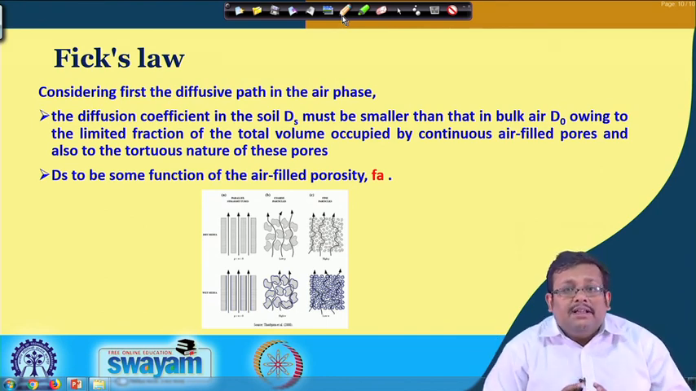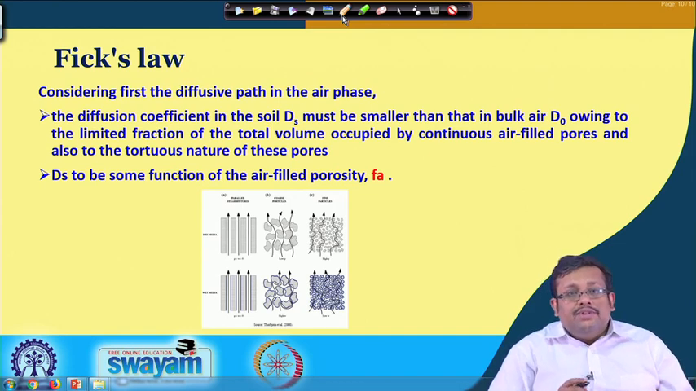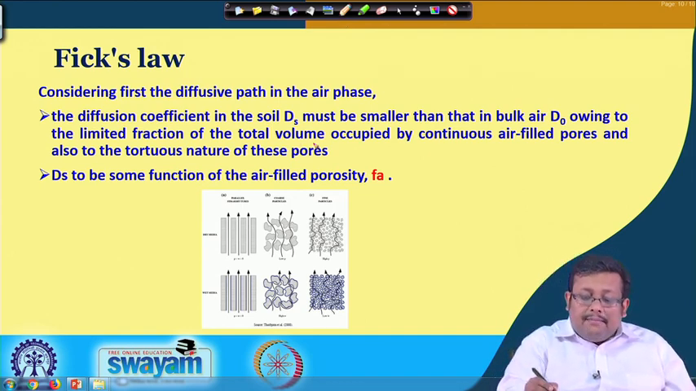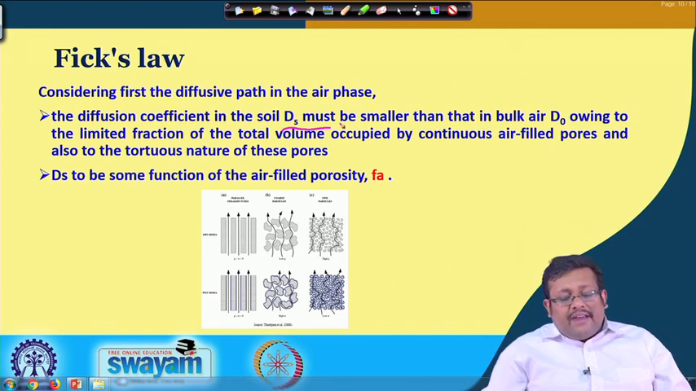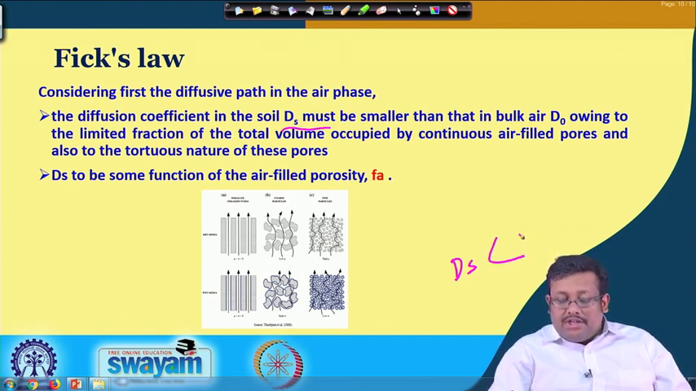in the air phase. The diffusion coefficient in Fick's law, that is Ds, must be smaller than that of the bulk air, D0, owing to the limited fraction of the total volume occupied by the continuous air-filled pores and also the tortuous nature of the pores. So what this means is that the diffusion coefficient Ds must be smaller than the diffusion coefficient D0, that is the diffusion coefficient in the bulk air.